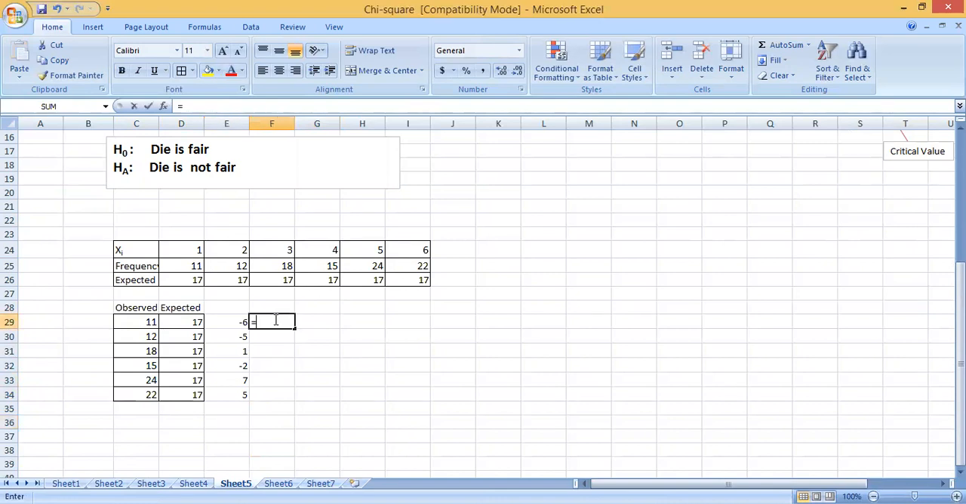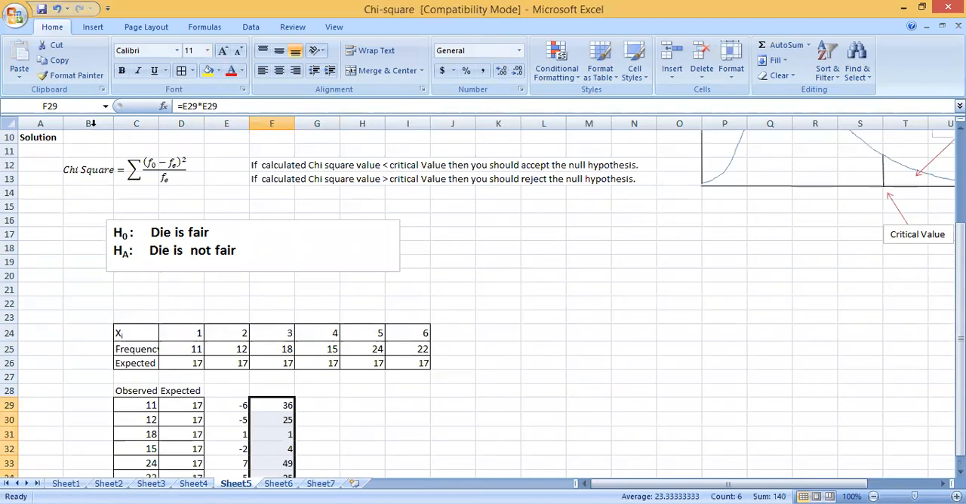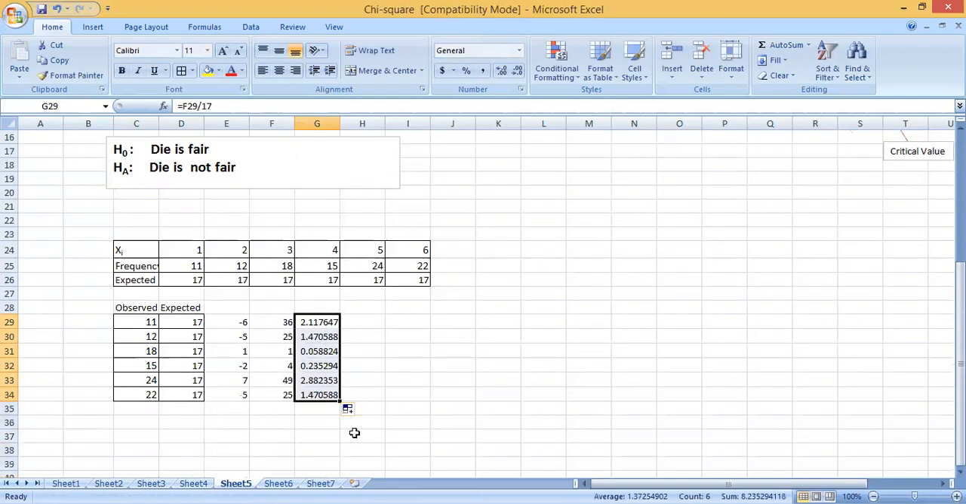Now I am taking the square, using the star multiplication sign. Okay, 36. Now I have this value. Now we have to divide it by the expected value, by 70 for each of these, and this one divided by 17. So this is the value. We get each squared value divided by the expected value.